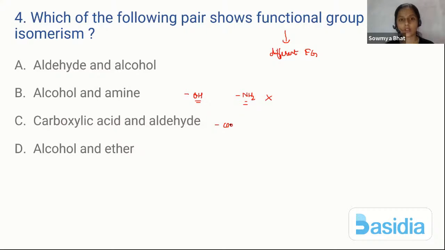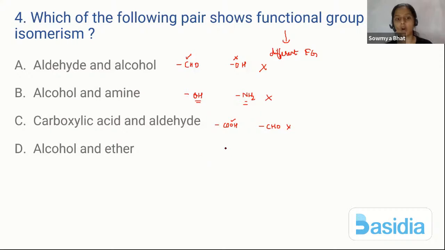And if you see the carboxylic acid, this is COOH and this is CHO. Here there are two oxygens and here there is only one oxygen. So this also can't show functional group isomerism. So we are left with the aldehyde and the alcohol. If you take aldehyde, that's CHO. If you take alcohol, that's OH. Still, this functional group contains a carbon, but this functional group doesn't contain carbon. So even this is not possible.